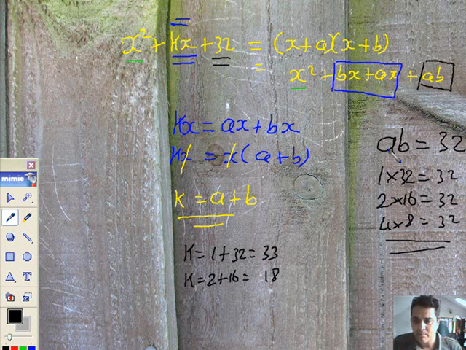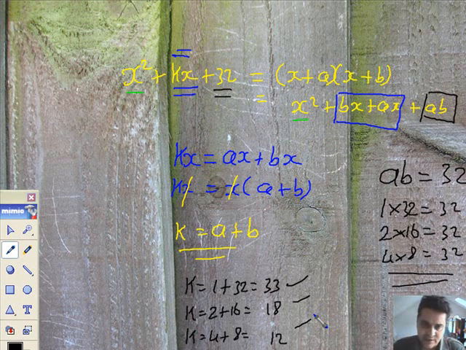And finally, my A is 4 and my B is 8. So K is going to be 4 plus 8. Final answer, 12. And there I've shown that I've got 3 possible values for K. And that's definitely off the scale A star.